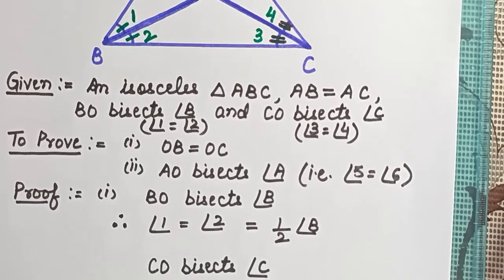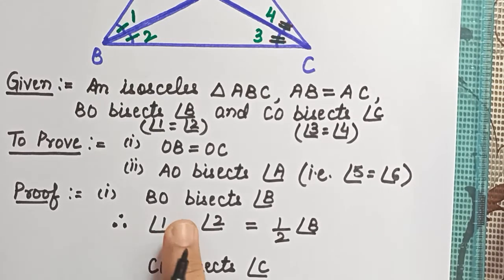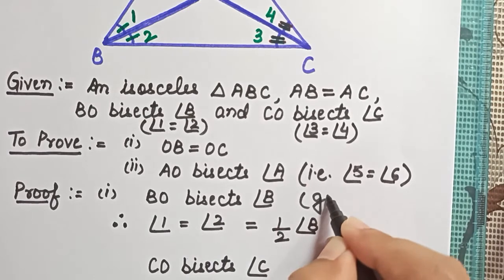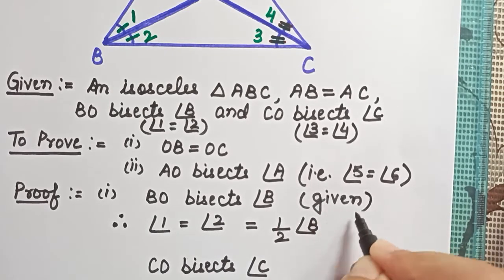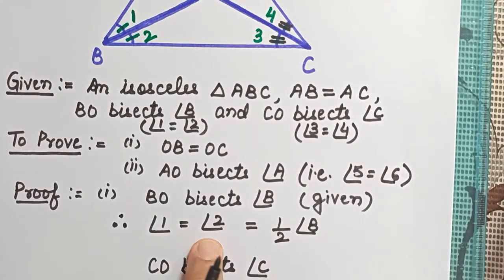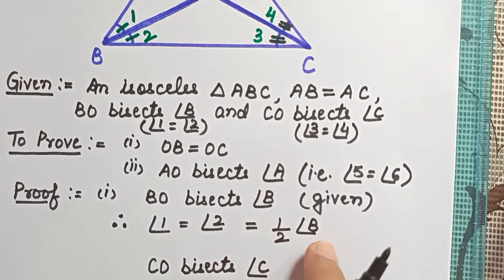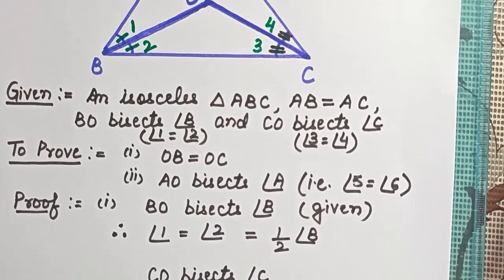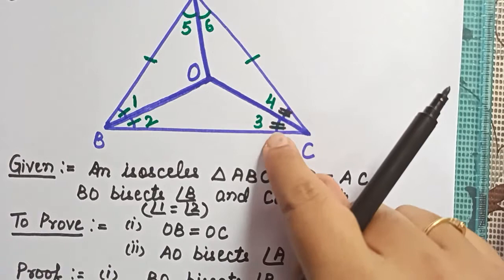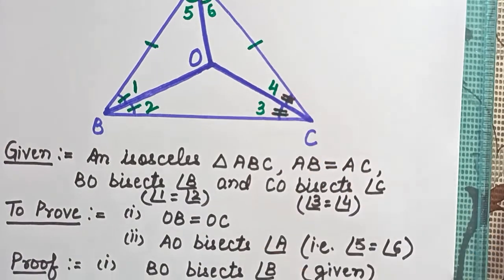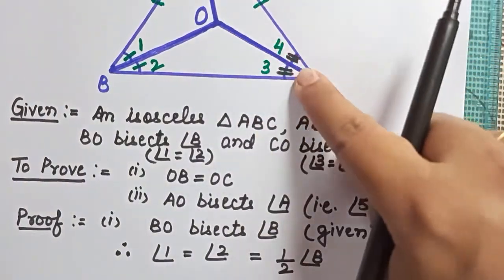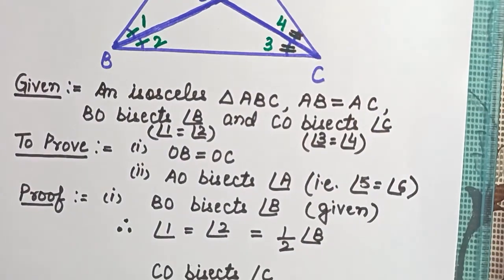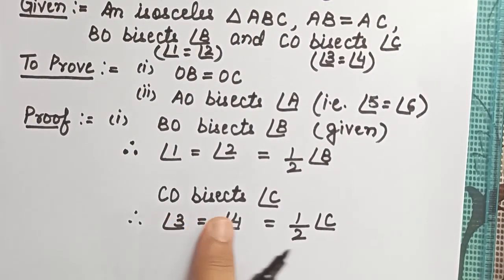So I have started by writing, for the first part, BO bisects angle B. It is given in the question. So I can write, therefore, angle 1 and 2 are equal and they both are equal to half of angle B. अगर ये दोनों equal angle, तो it means ये दोनों B के half हैं. In the same way we can write angle 3 and 4 both are half of angle C because this CO is bisecting this complete angle. So that's what I have written after that step.